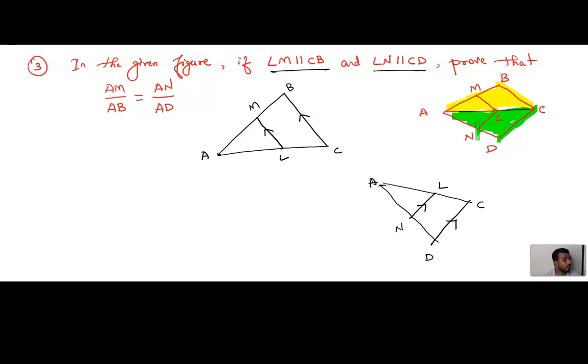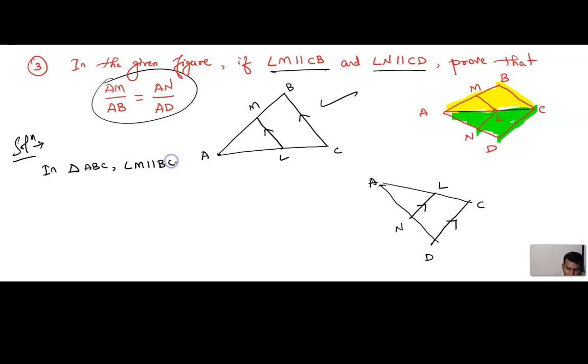Here in this figure we have two triangles. How many triangles are there? Two triangles. In that case, what do we have to prove? We want to prove that AM by AB is equal to AN by AD. Any doubts? Understood? Now copy, see the first figure. What is the first figure? In triangle, what is the triangle name? From where do we start? A, B, C. I am speaking about this first triangle. In triangle ABC, what do we know? We know that LM is parallel to BC. Correct?